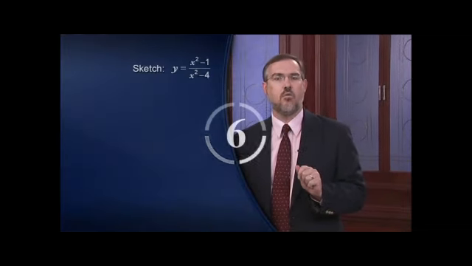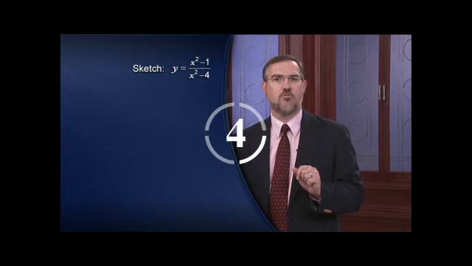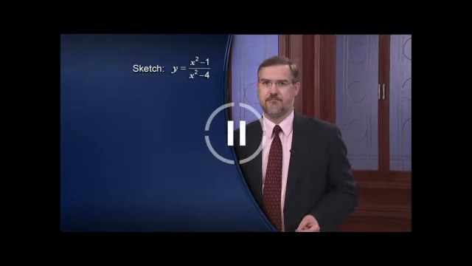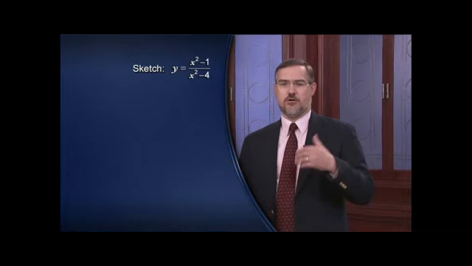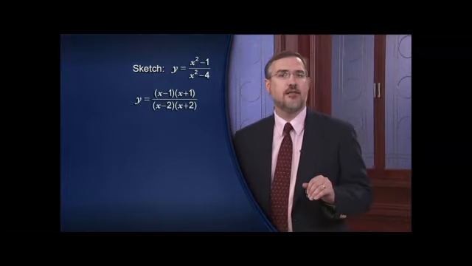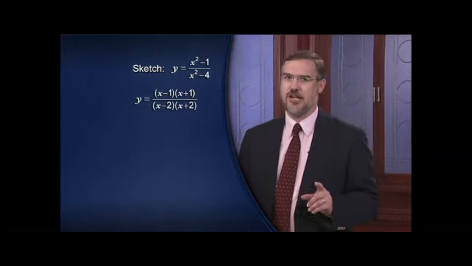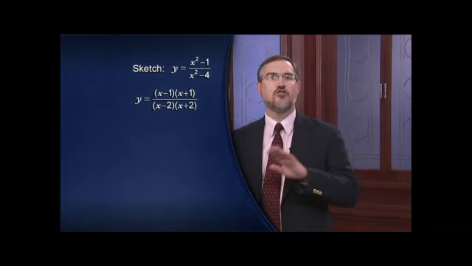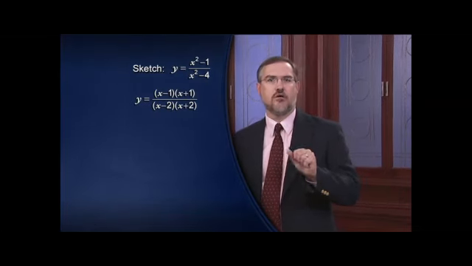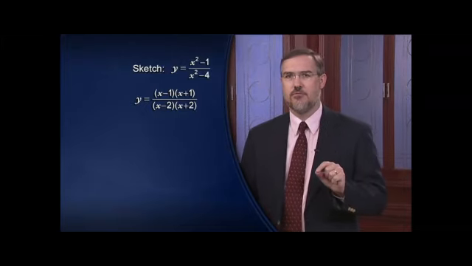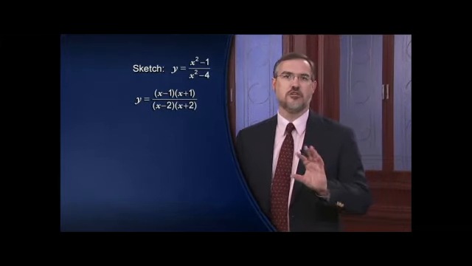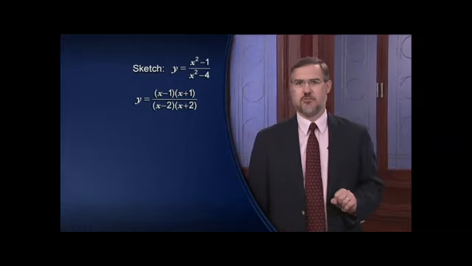Sketch the graph of y equals (x squared minus 1) divided by (x squared minus 4). Okay, after factoring, we're going to have y equals (x minus 1)(x plus 1) divided by (x minus 2)(x plus 2). And notice that there are no cancellations there, so that's fine. Remember also that the domain will be the set of all numbers x other than 2 and negative 2. 2 and negative 2 are going to cause division by 0.